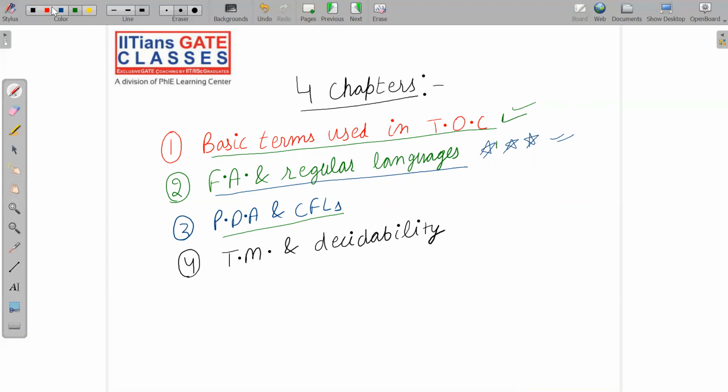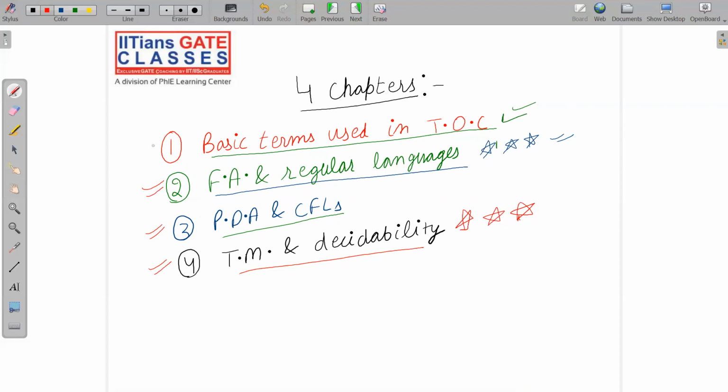Okay, fourth chapter will be your Turing machines and decidability. This is again a very important chapter. Make some stars on this chapter also. So the most important chapter is finite automata and regular languages. Next important is Turing machines and decidability, and the third important chapter is PDA and CFG.